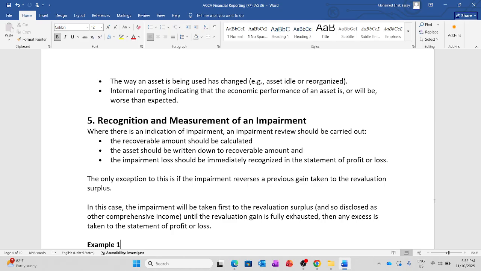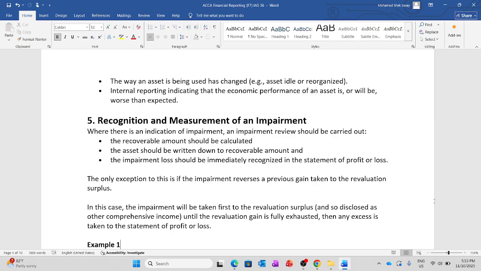So now, why are we going to recognize the impairment loss immediately? Go and review your prudence concept. We are going to account for loss immediately, whereas for gain, we are only going to account for the gain if it is crystallized.